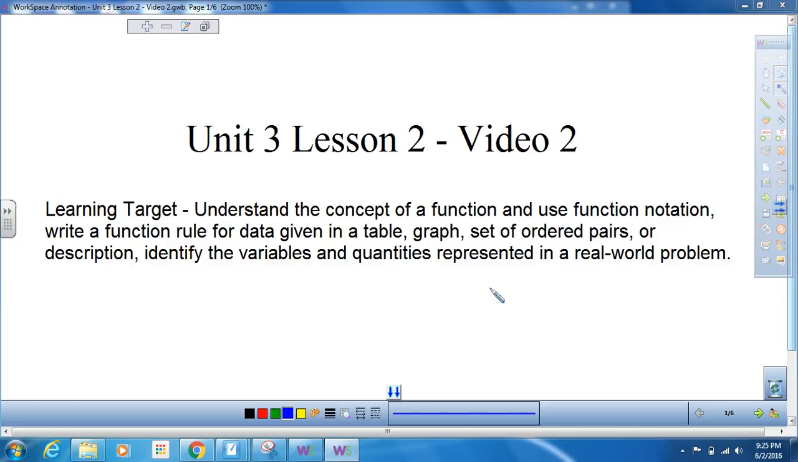This is video 2 from Unit 3, Lesson 2. So we're going to talk some more about functions and function rules, and then we're also going to look at graphing some lines.